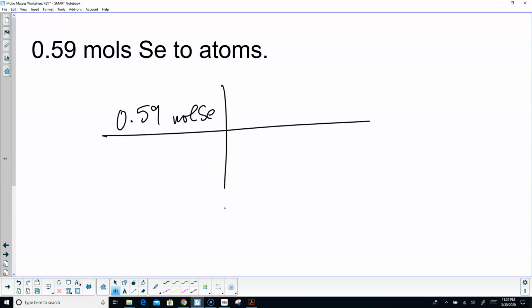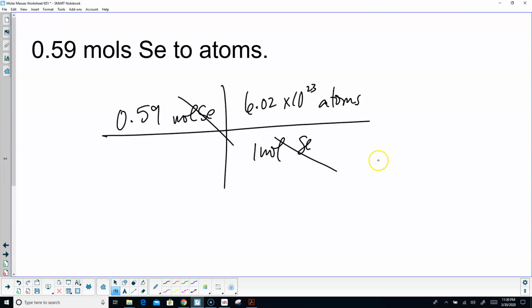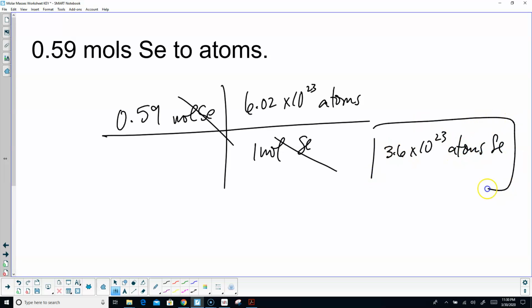Since we're going from moles to atoms, we use Avogadro's number. For every 1 mole of selenium or anything, there are 6.02 times 10 to the 23rd atoms. Moles cancel. I'm going to multiply across 0.59 times 6.02 EE23. When you do that, 2 sig figs, 3.6 times 10 to the 23rd atoms of selenium.